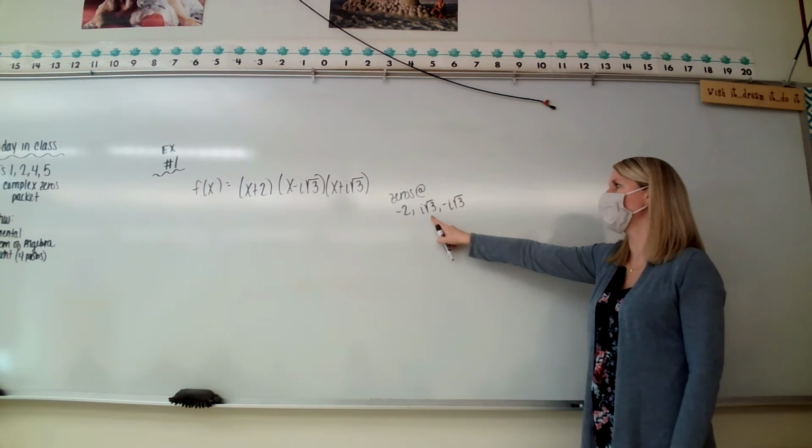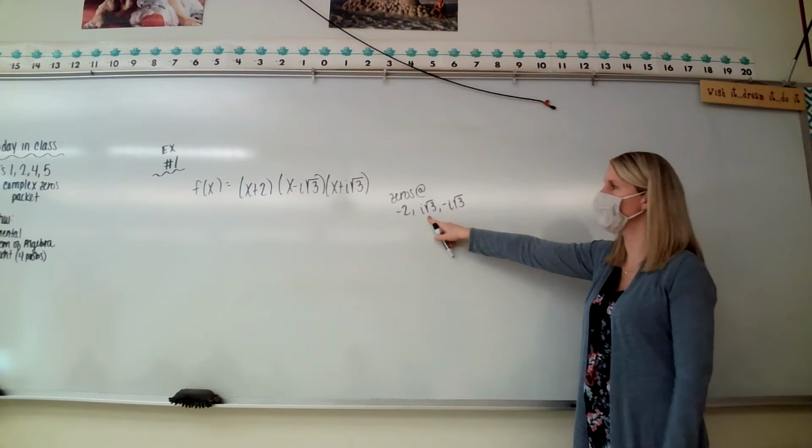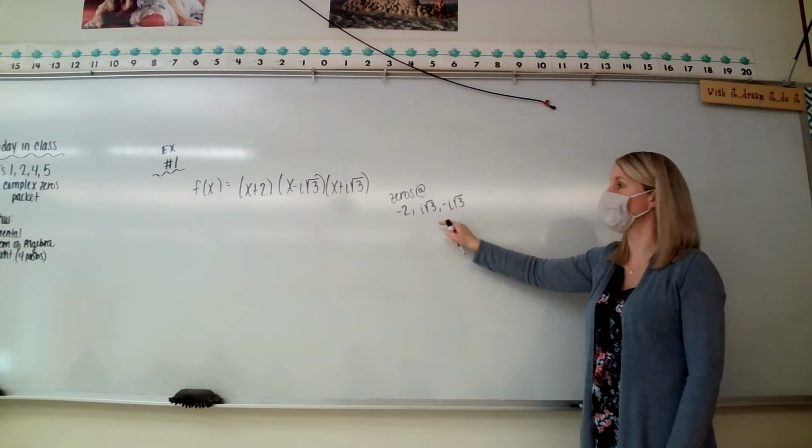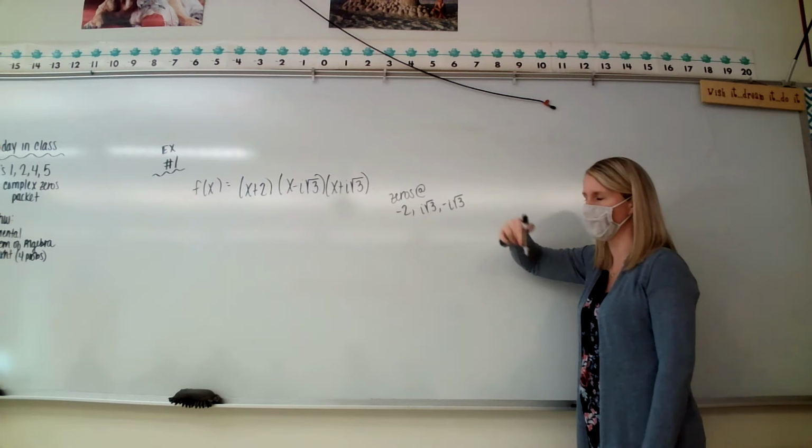And just as a reminder, when you have an imaginary or a complex root, you also have its conjugate. So those two have to go together. If you have one, you automatically have the other.